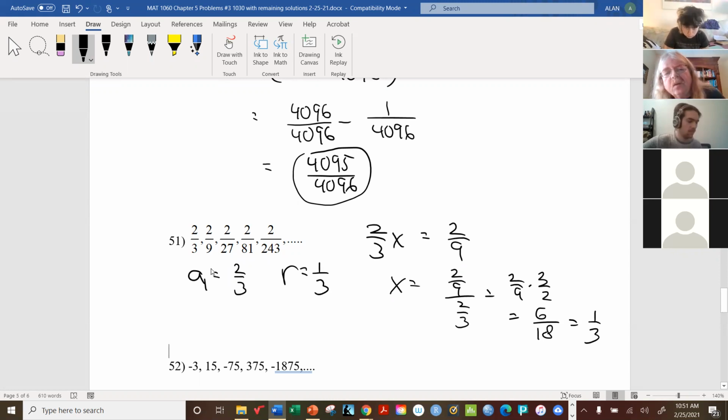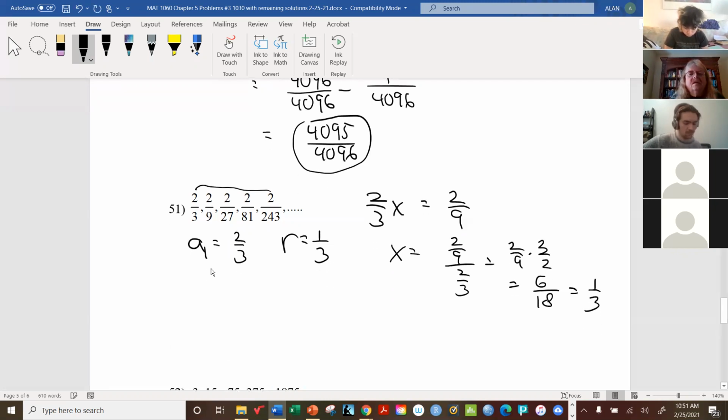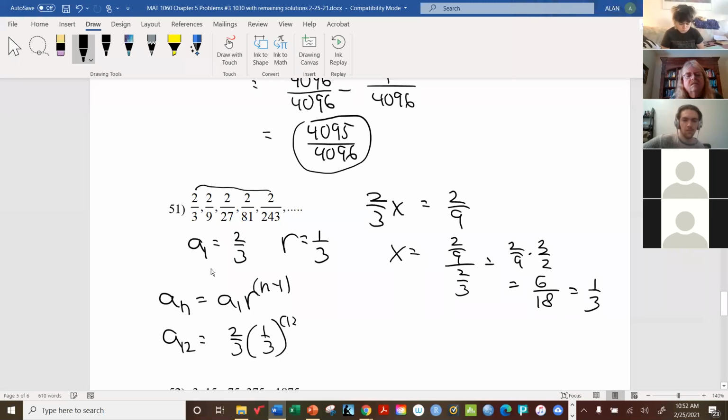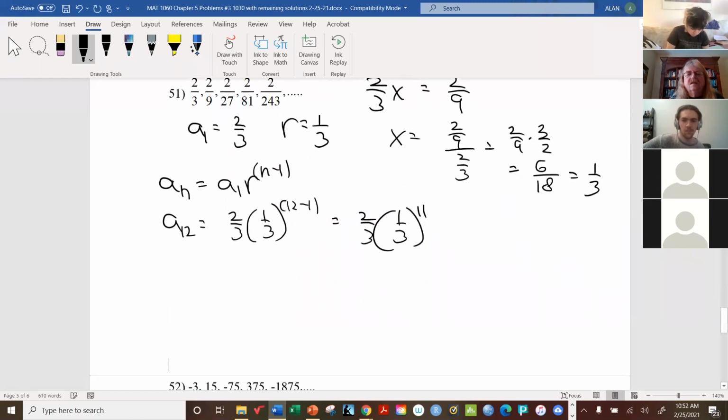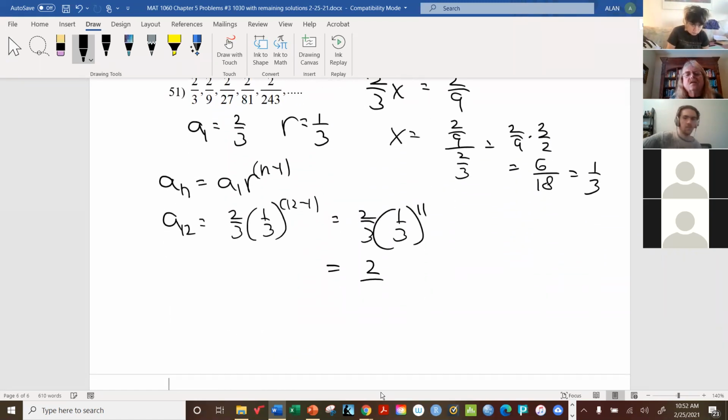You can tell the numerator has to be 1 because these never change. This is what's changing. It's increasing by a factor of 3 every time. So once again, look how easy this is. Okay, so how would we do this? Well, what we can do is rewrite this as 2/3 times 1 to the 11th over 3 to the 11th. Now 1 to the 11th is just 1.